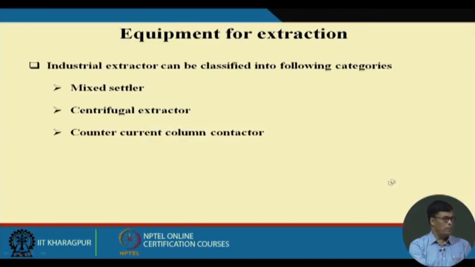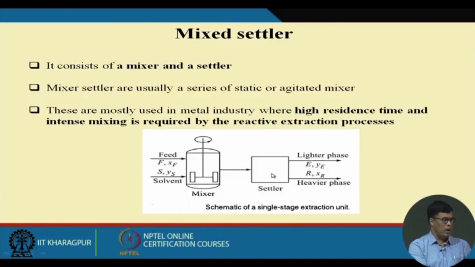The equipment for extraction, industrial extractors, can be classified in the following categories. One is the mixer settler, centrifugal extractor and counter current contactor. These are the different techniques that I will explain. Now, mixer settler consists of a mixer and a settler. So you have feed and solvent, we mix them with the help of a stirrer, then we settle it, and then one phase will be separated from the other, the lighter phase we take out, and the heavy phase we take out from the bottom.